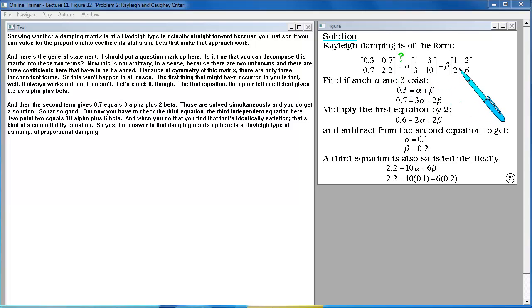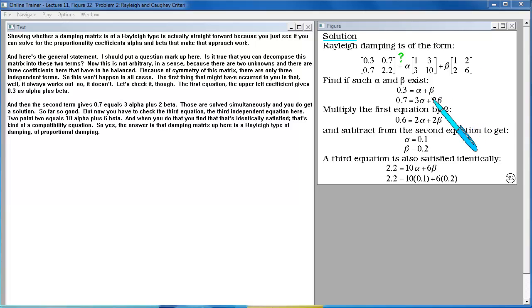Now, this is not arbitrary in a sense, because there are two unknowns and there are three coefficients here that have to be balanced. Because of symmetry of this matrix, there are only three independent terms. So this won't happen in all cases. The first thing that might have occurred to you is that, well, it always works out. No, it doesn't. Let's check it though.